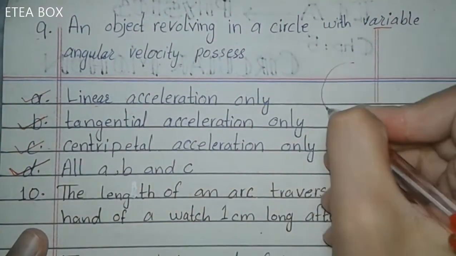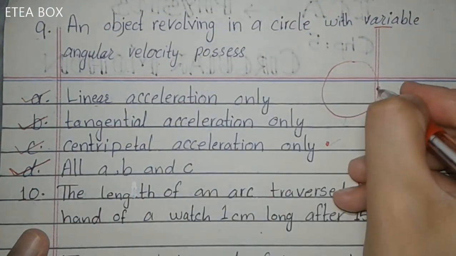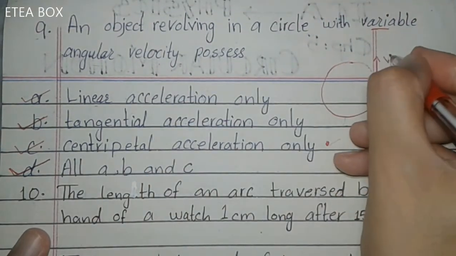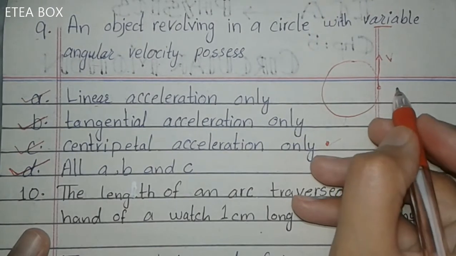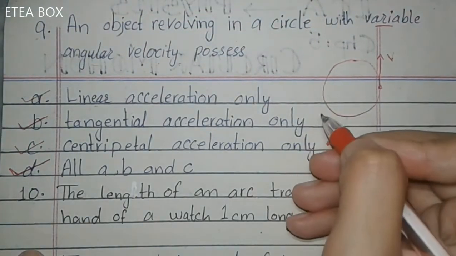Look here. It's a circle. Now, variable angular velocity means that it must have variable linear velocity. When it has variable linear velocity, then it means that its angular velocity will also be variable.